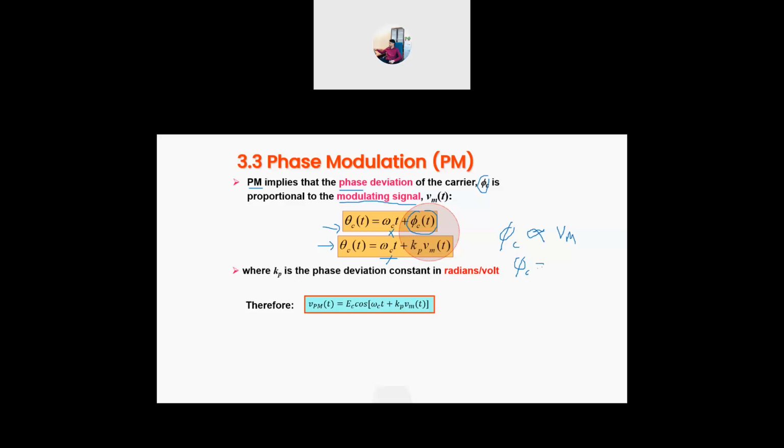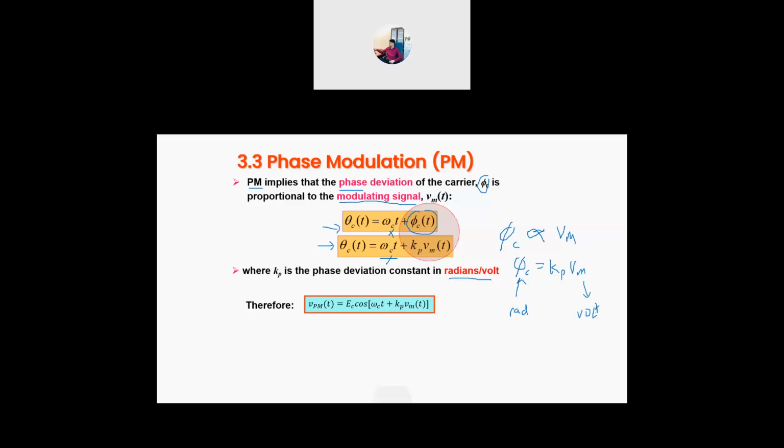So it equals a constant times VMT. This constant is for phase modulation. That's why you put KP, where KP is the phase deviation constant in radians per volt. This is logical because this one is an angle, so it is in radians. This one is in volts.